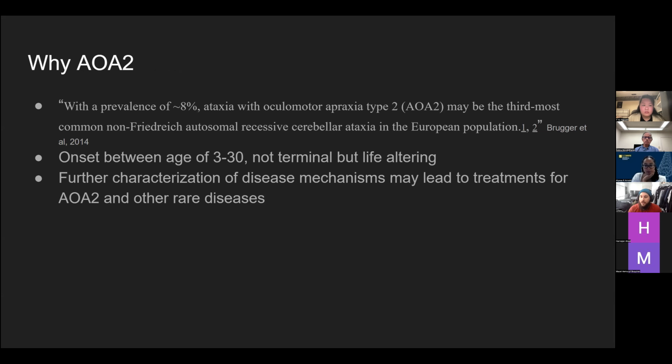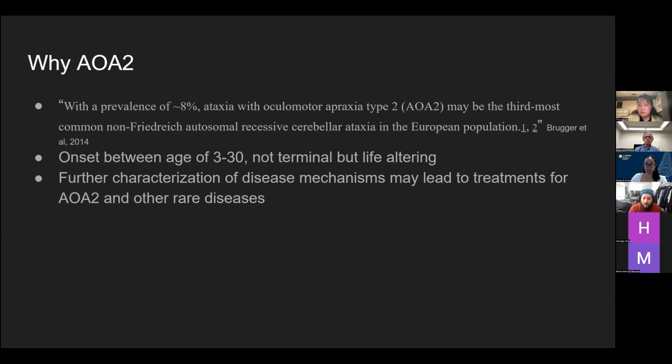Why are we using AOA2 as a model for study? Well, AOA2 has a prevalence of about 8% of ataxia, and it is the third most common non-Friedreich autosomal recessive cerebellar ataxia. A lot of big words. Basically, it's a common form of ataxia. Even though it is a rare disease, it is still common.